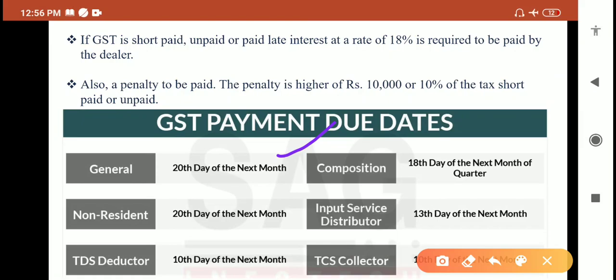And for input service distributors, the 13th day of the next month is the due date for filing GST returns. And for TCS collectors, in the sense tax collected at source, the 10th day of the next month is the due date for payment of GST or for filing GST returns. Okay, so this is about the GST payment due dates.